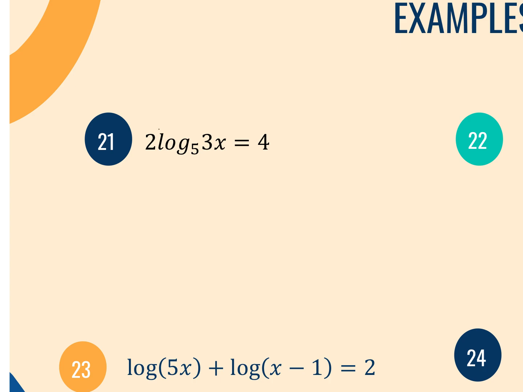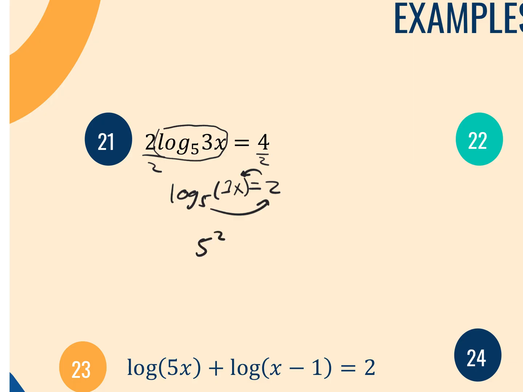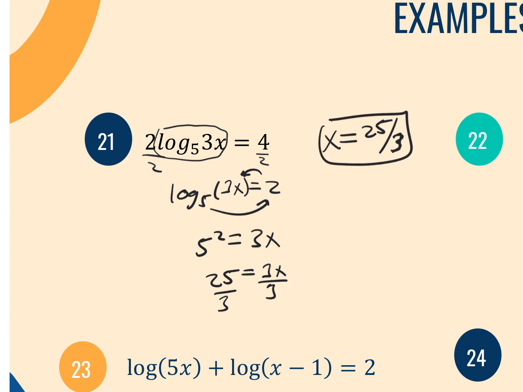Again, something like 21, I would get whatever has the log completely by itself. So let's divide both sides by 2. And then what we're left with is log base 5 of 3x equals 2. And then I would raise the 5 to the second power, convert it to exponential. We get 5 squared equals 3x. And then that's going to get us 25 equals 3x. Divide both sides by 3. And then you get x equals 25 over 3. All right? And then that's your only answer.